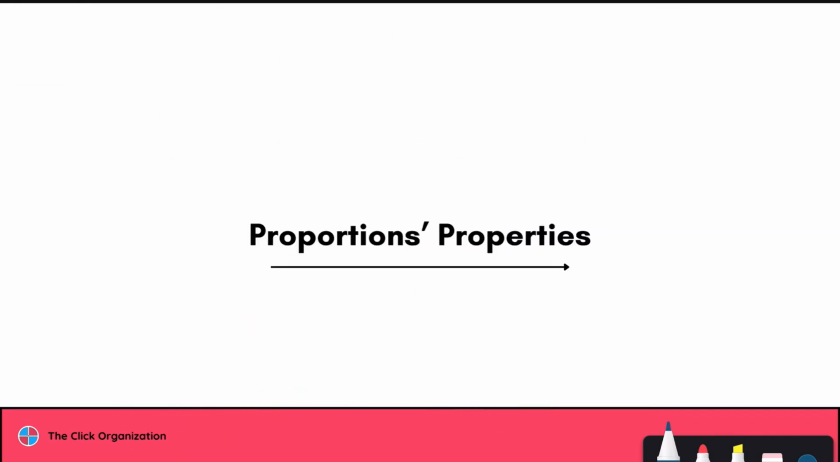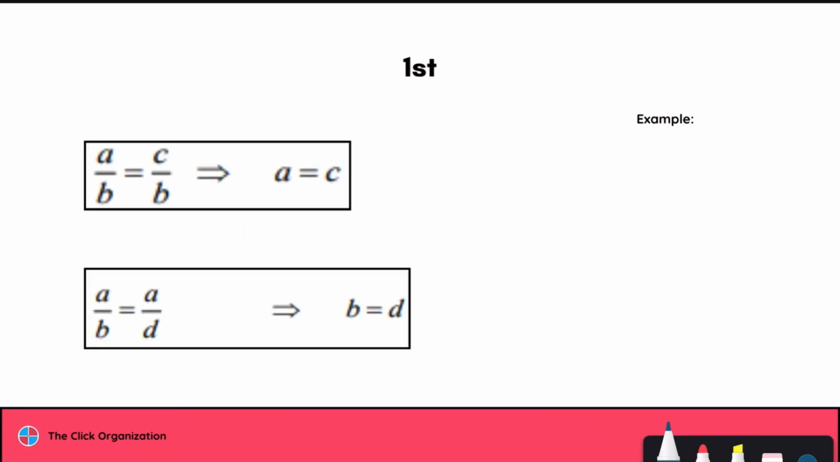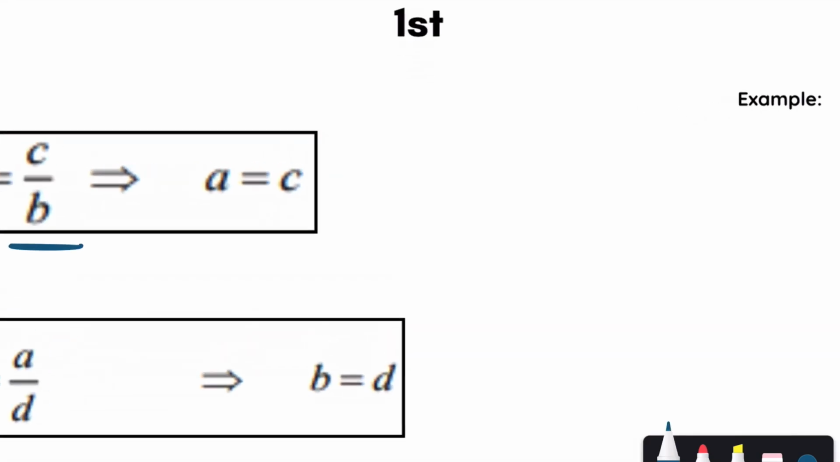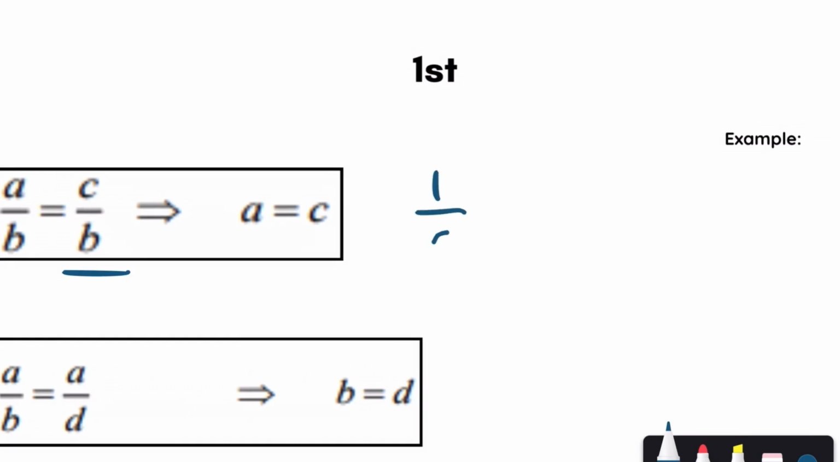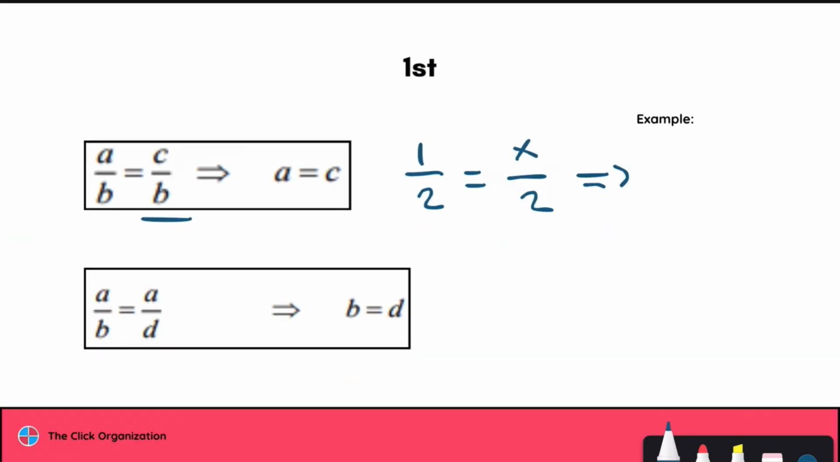Going for the second and last part, proportion properties. Starting with the first one. The first one says that if A divided by B is equal to C divided by B, then A and C are equal. Okay? It's like this. So for example, 1 divided by 2 equal to x divided by 2. Because the denominators are the same, and because we know that proportions are equal, we can understand that x is equal to 1.